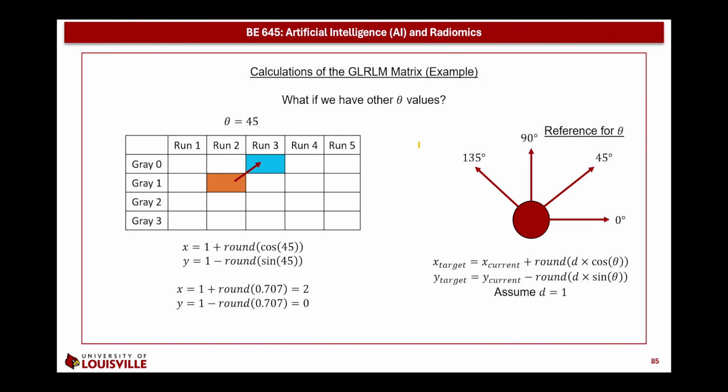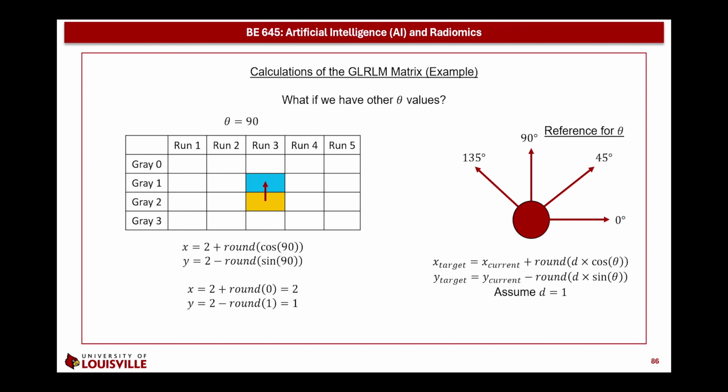Similar to GLCM, we can use these 2 formulas to determine the next or neighbor pixel, but in GLRLM, we will set the D value to be 1. So the formula will be x target equals x current plus the rounding of cosine theta, and the same for y target, but using negative rounded sine theta. So if theta is equal to 45 and our position now is 1 and 1, which is here, by calculating cosine theta and sine theta, we can get x and y to be 2 and 0, which will be that position.